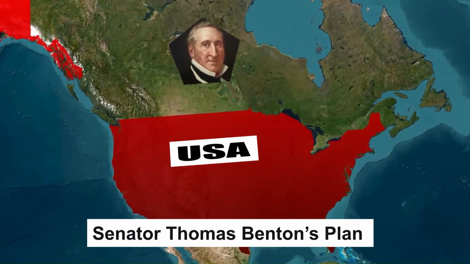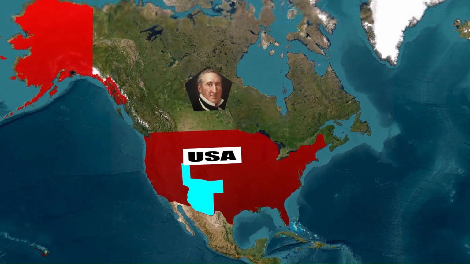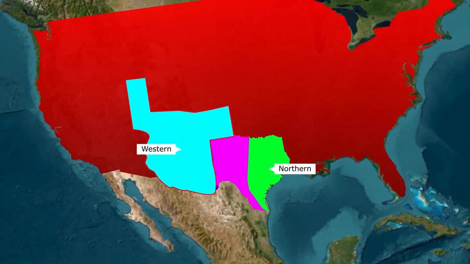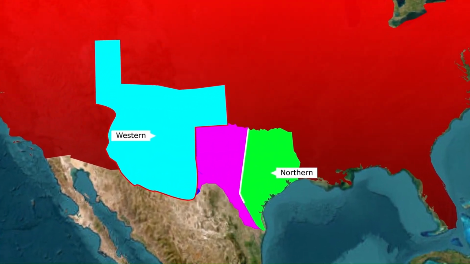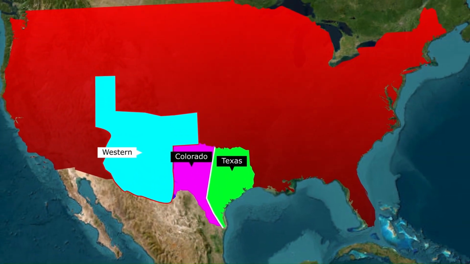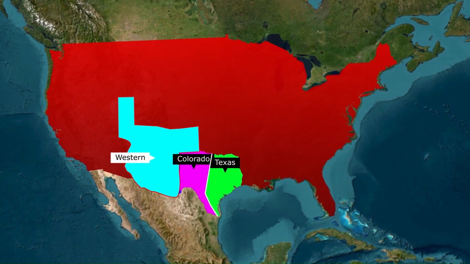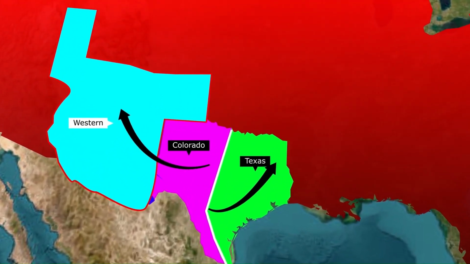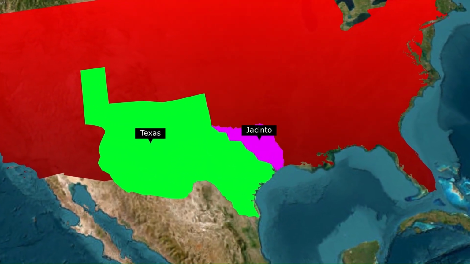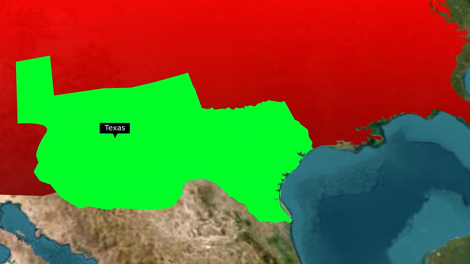Senator Thomas Benton's plan: divide Texas into multiple states, with the northern and western regions becoming federal territory and the rest split into 2 states, Texas and Colorado. Texans rejected this as it broke the no-splitting states rule and reduced their control over the land. Senator Henry Foote's plan: create 2 states, Texas and a new state called Jacinto. Texans dismissed this idea for similar reasons.